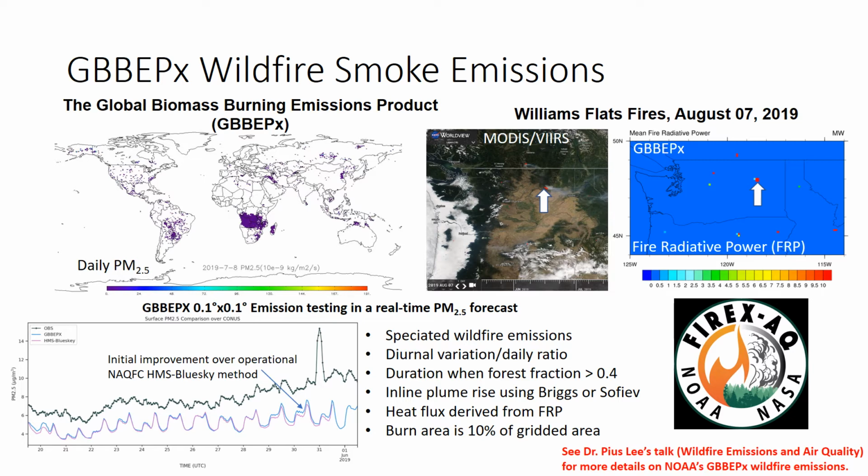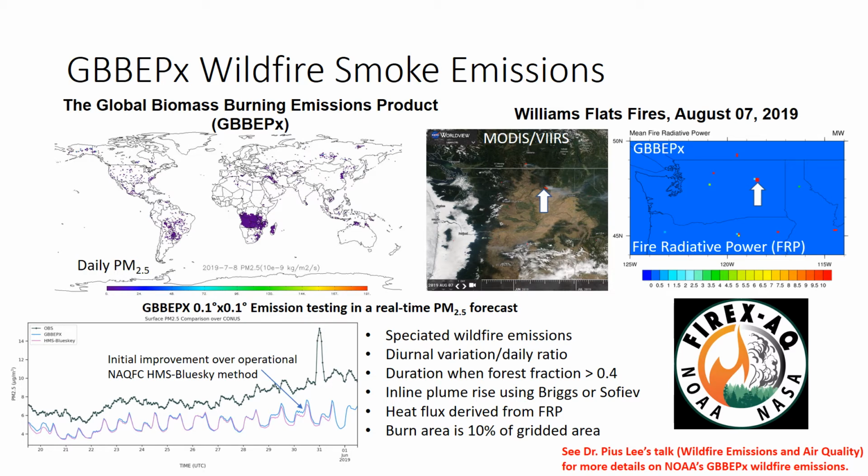On the top left, I show an example for daily PM2.5 global wildfire smoke emissions from GBBEPx for July 8th, 2019, and on the top right, a more zoomed-in view of the Williams Flats fires, which occurred in Washington State on August 7th, 2019, where MODIS and VIIRS pick up the fire pixels nicely and show the transported smoke to the east, where GBBEPx indicates a high value of the associated FRP for those fires.